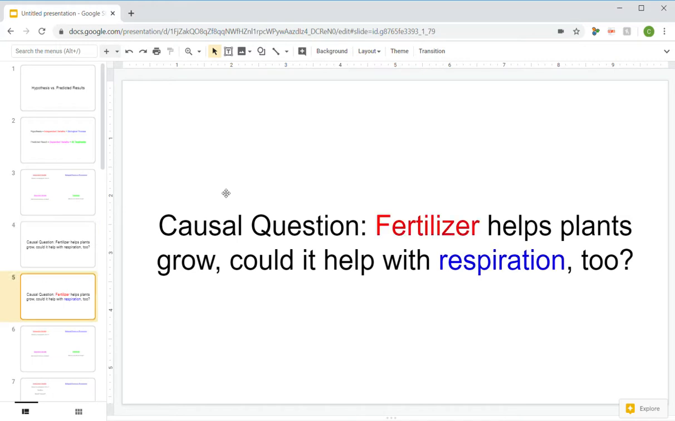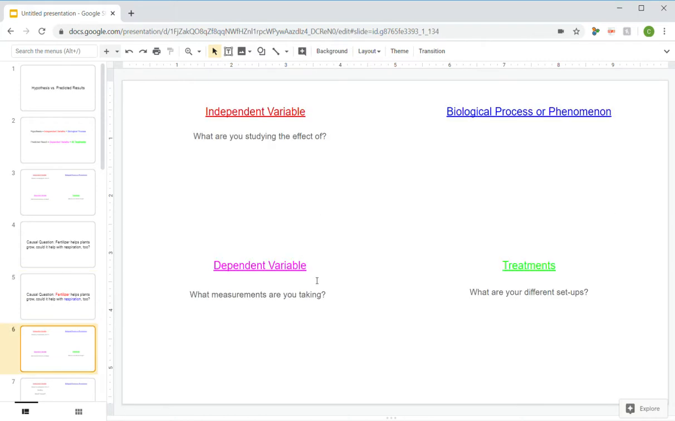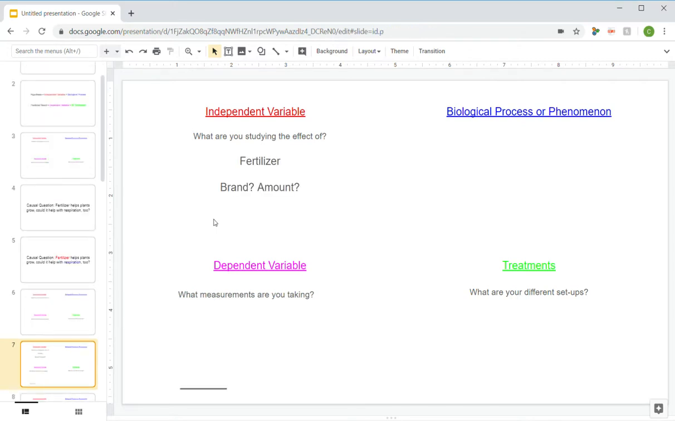So again, in this statement, we already have a hint for what our independent variable here in red is going to be and what our biological process is going to be here in blue. So it looks like I'm interested in studying the effect of fertilizer, and I'm going to study it with respiration as a process. So let's go back and plug that into our chart. If I were to just leave it at fertilizer, that's actually not specific enough. I could be talking about the brand, the amount, or the time that you actually apply the fertilizer. There's a lot of different things I could be talking about, so that is not specific enough.